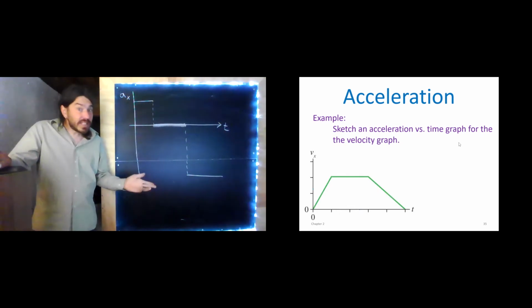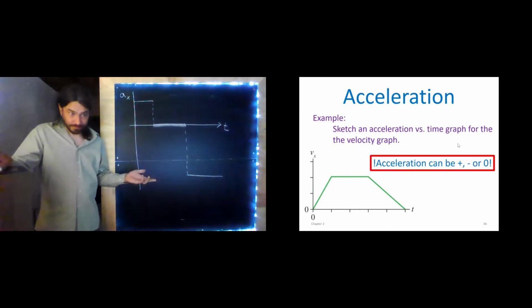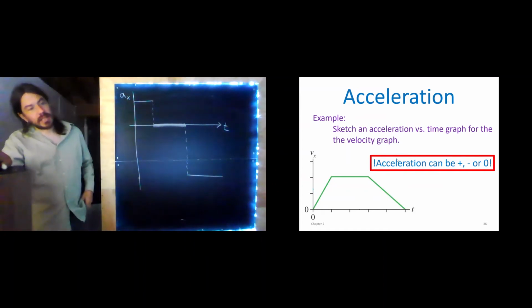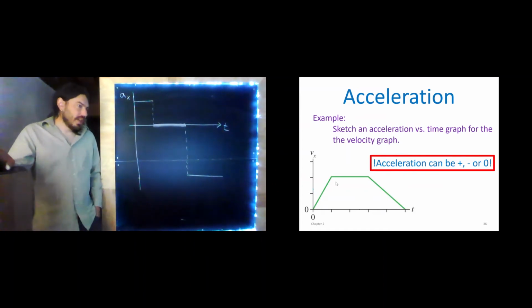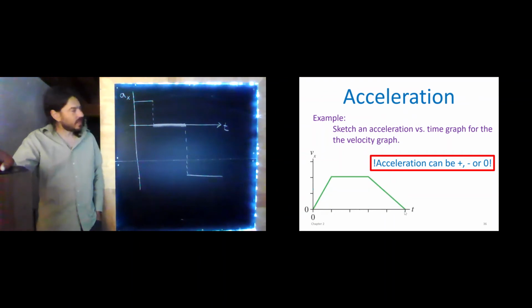So something to notice is that the acceleration can be positive, negative, or 0. Well, let's look at this. When was the object speeding up? Well, the object was speeding up here in the beginning, and then it was moving at a constant speed, and then here it was slowing down, wasn't it? Because it's getting closer to the axis.